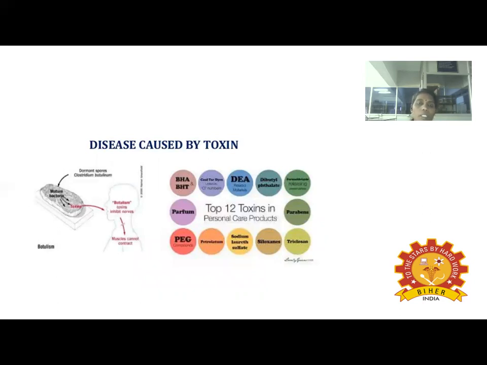Next, the diseases caused by toxins. Okay, already we have discussed the bacterial diseases, the diseases caused by parasites, and the diseases caused by fungi. And what are the symptoms? What are the food sources? That and all we have discussed. So this is caused by toxin. Okay, here the top 12 toxins in personal care products.